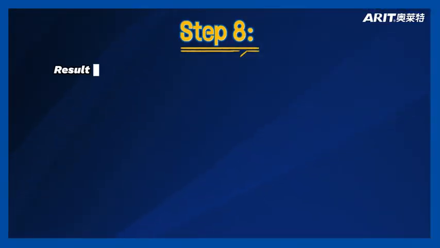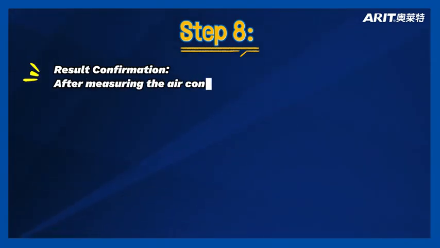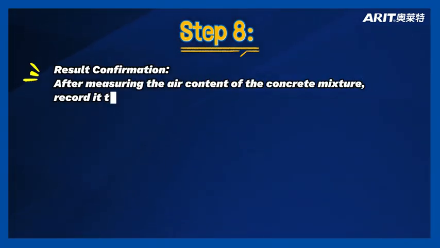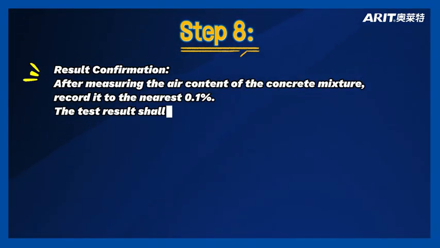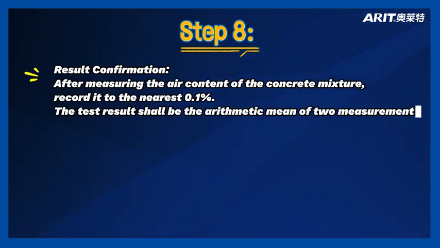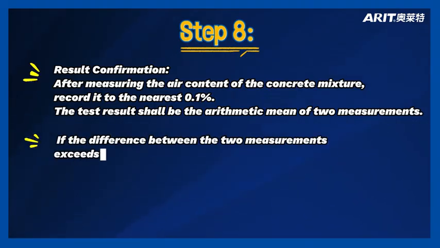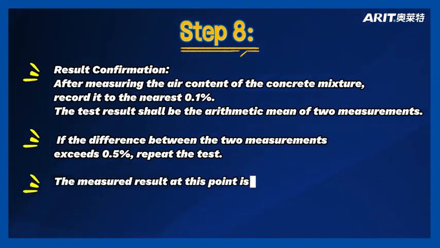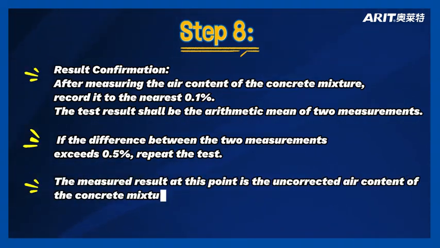Step 8. Result confirmation. After measuring the air content of the concrete mixture, record it to the nearest 0.1%. The test result shall be the arithmetic mean of 2 measurements. If the difference between the 2 measurements exceeds 0.5%, repeat the test. The measured result at this point is the uncorrected air content of the concrete mixture.